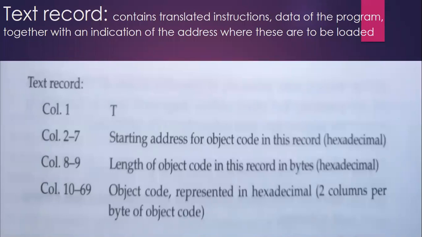Then at last, column number 10 to column number 69 is the maximum capacity per line, with object code represented in hexadecimal. Two columns per byte of object code, so we can accommodate two columns per byte.